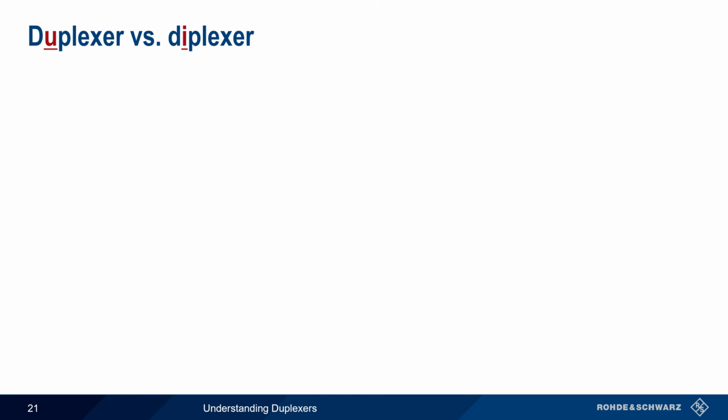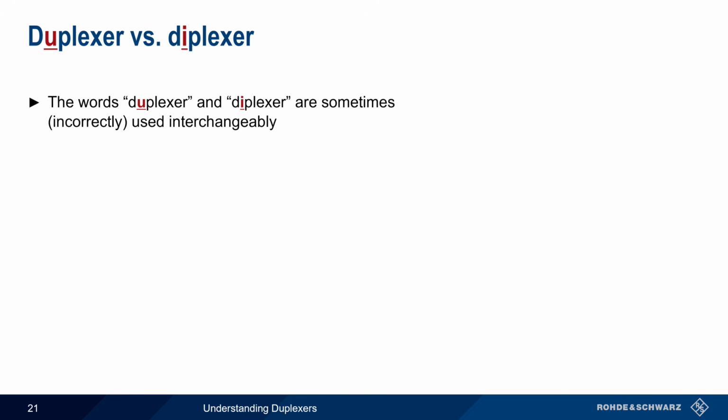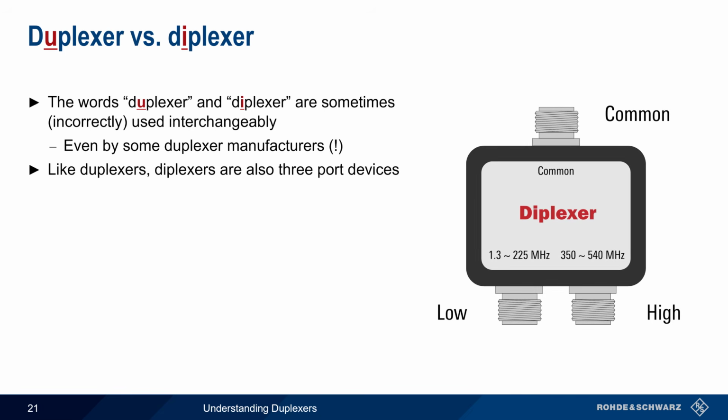Before we end this presentation, let's briefly explain the difference between duplexers and diplexers. These words are sometimes used, incorrectly, as if they were interchangeable, and even some duplexer manufacturers have been known to do this as well. This is a somewhat understandable mistake because, like duplexers, diplexers are also three-port devices that combine low and high-frequency signals onto a single common port.